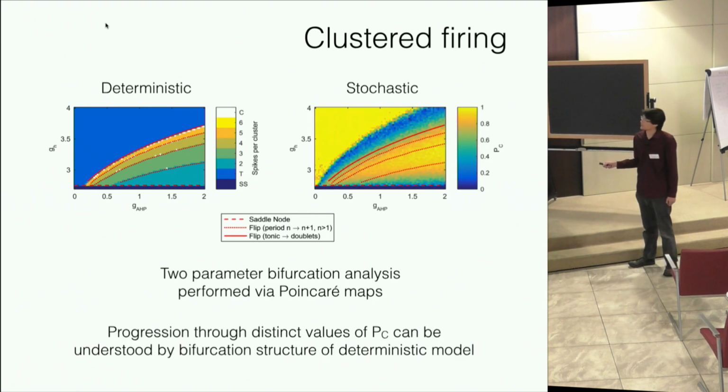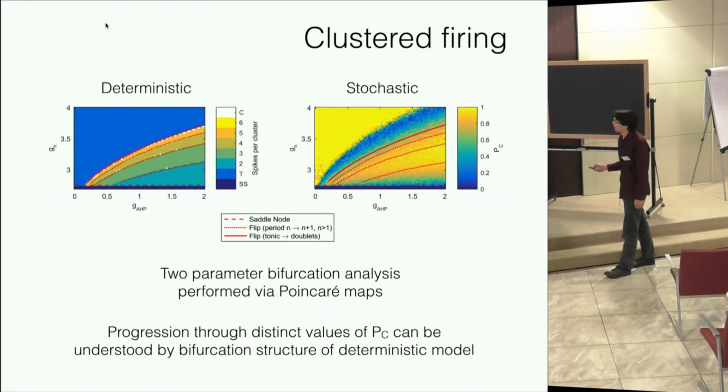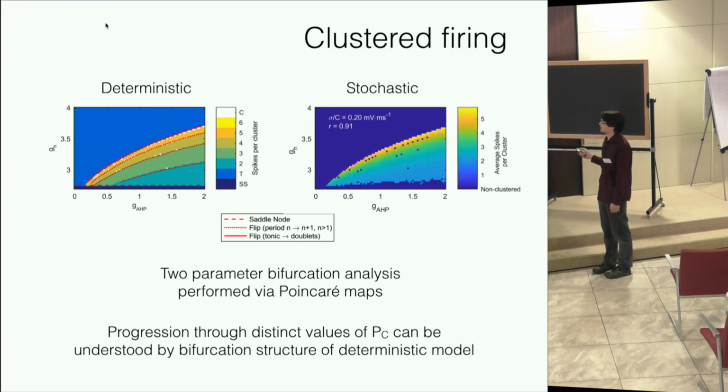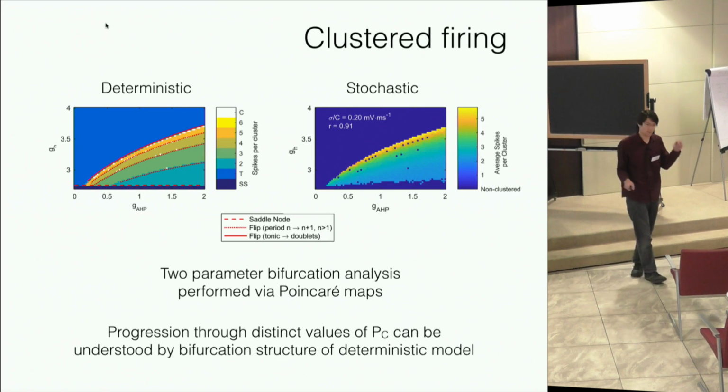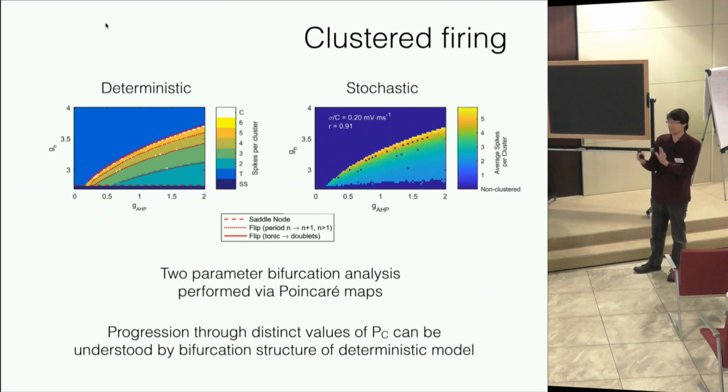And you may look at this and think, well, it's not immediately obvious that that's what's going on. You can see it when you pick a point in the stochastic simulation in terms of parameter space and compare it to the deterministic. However, and actually it was a reviewer that suggested this, when you plot the mean firing rate or mean number of spikes per cluster, you can see a much better relationship between the deterministic case and the stochastic case. So the idea is that we can set more or less where we want to be in terms of p-clust, at least in terms of an interval, by looking at the deterministic bifurcation diagram.